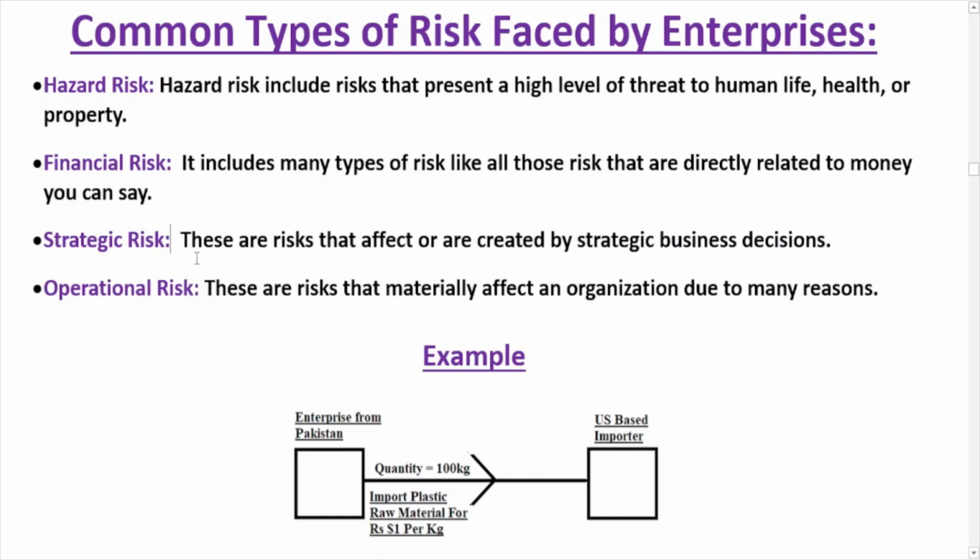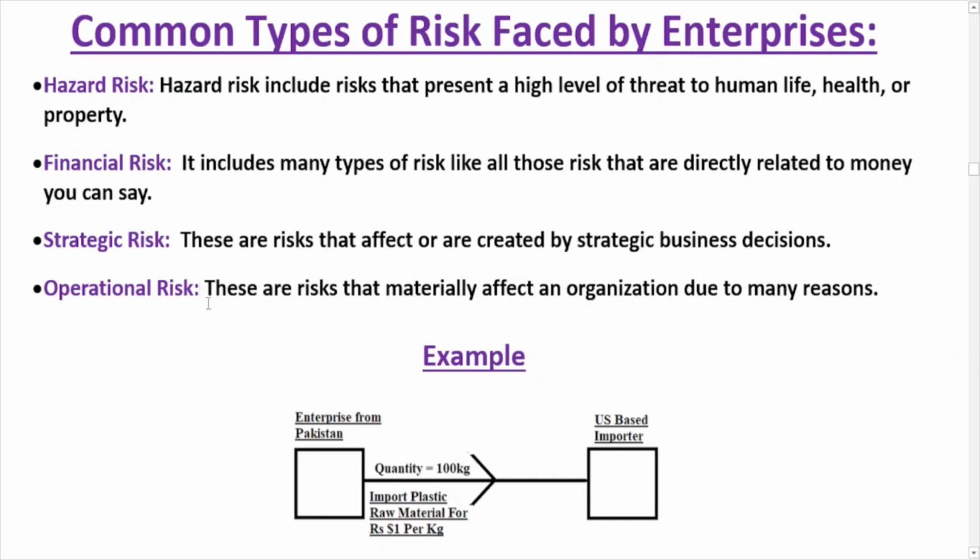Like let's suppose a US enterprise made a decision to expand its operation in China. Now let's suppose after 6 months of its expansion and establishment in China, due to bad government relations between America and China, that US enterprise needs to shut down their business in China. So this is the example of strategic risk, where the US based enterprise needs to make a strategic business decision by identifying and assessing all possible risk associated with their decision to expand its operation in China.